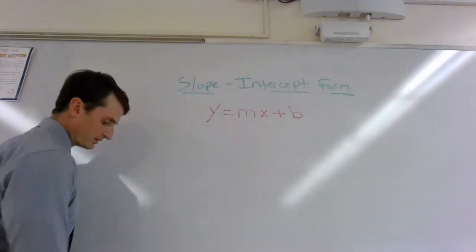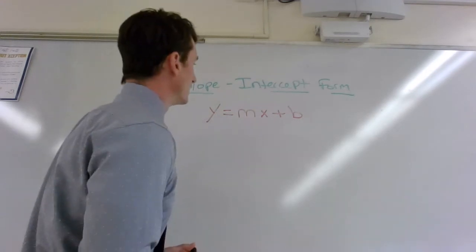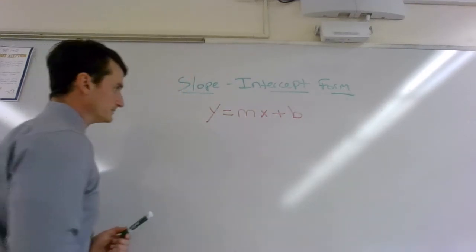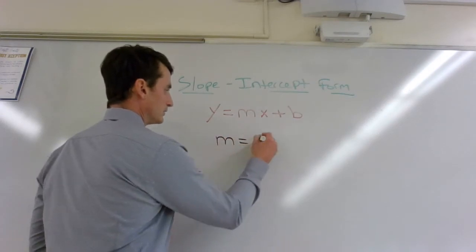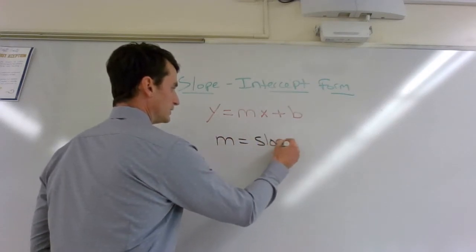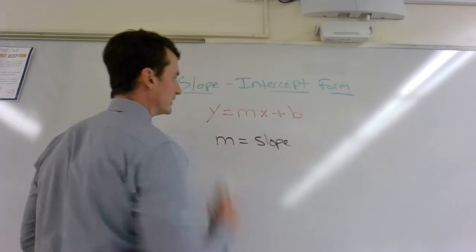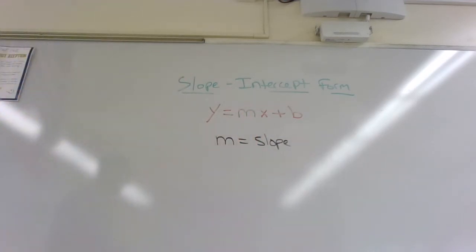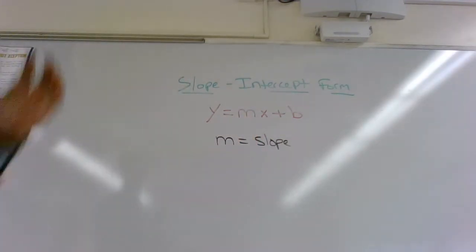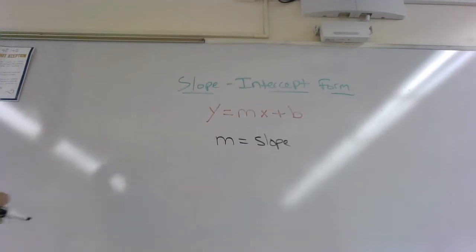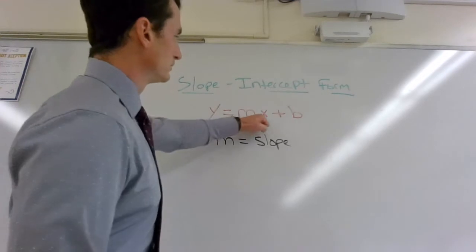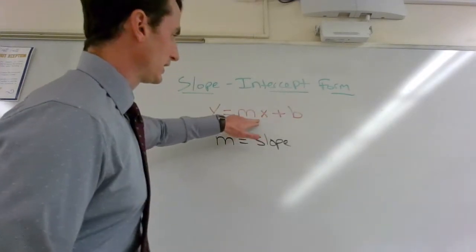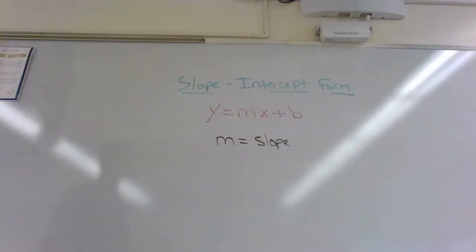Okay, so that is the standard form for slope-intercept: y equals mx plus b. Now, specifically, m equals slope. So the slope value goes in front of the x, or is attached to the x, or is multiplied by the x. That's where the slope is located. When you get something in slope-intercept form, you can always go to whatever is being multiplied by the x and say that is what the slope is.